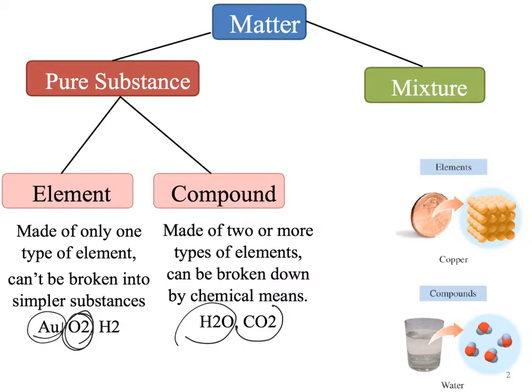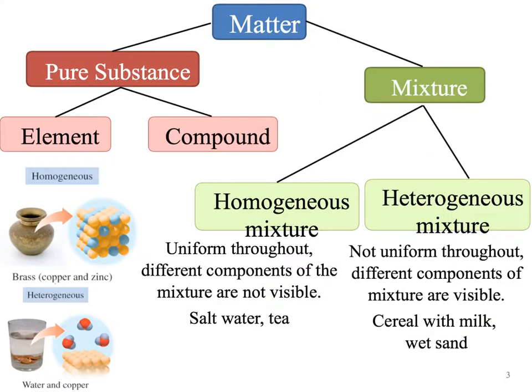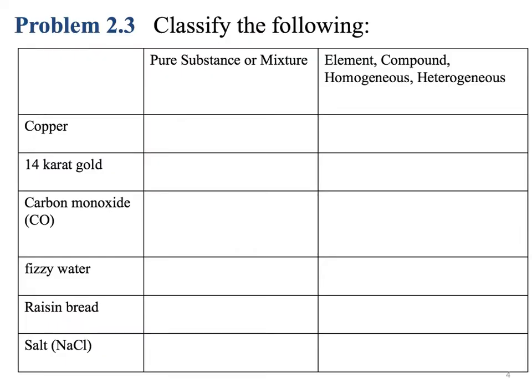A mixture is also subdivided into a homogeneous mixture or a heterogeneous mixture. A homogeneous mixture is one that is uniform throughout the whole sample, so you cannot tell what the components of the sample are. For example, salt water or tea. In a heterogeneous mixture, by looking at it, we can determine what the components are. For example, cereal with milk, or oil and water, you can tell the components of this mixture. So let's do this problem.